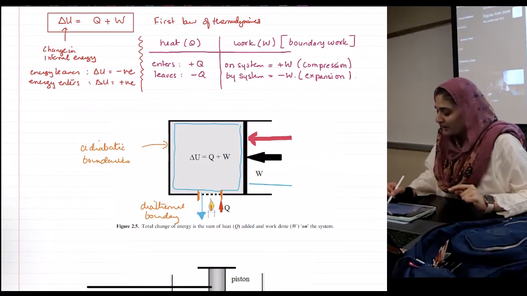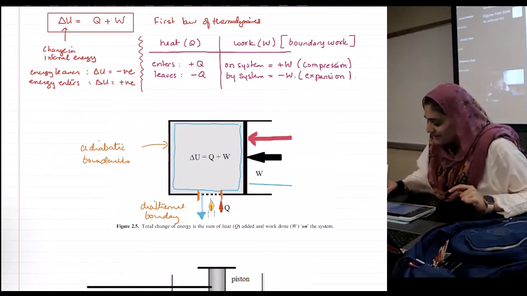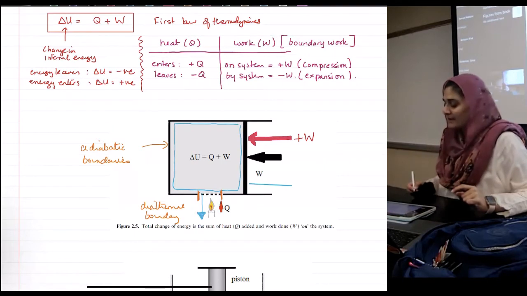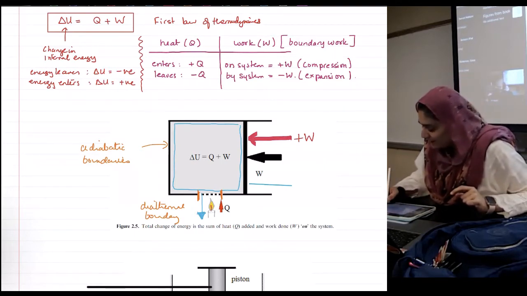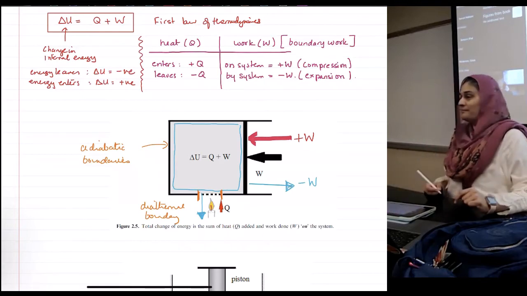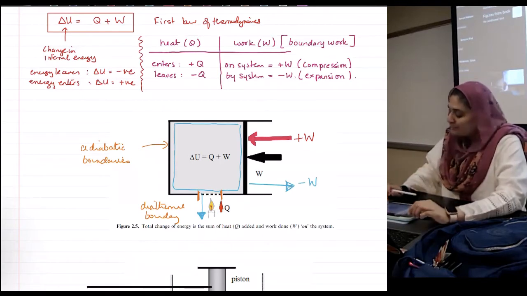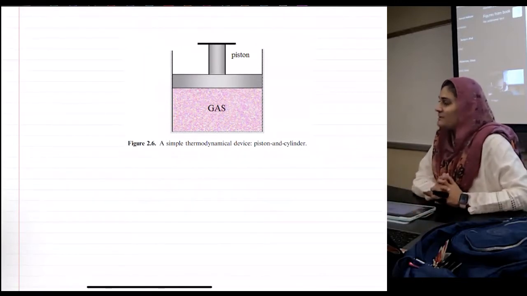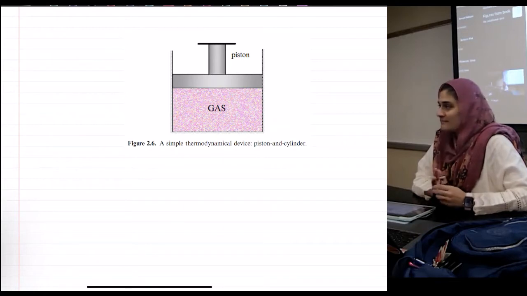So the first part is plus W, compression, and the second part is minus W, expansion. And the simplest way of thermodynamics is what we will be dealing with a lot. Piston and cylinder system.